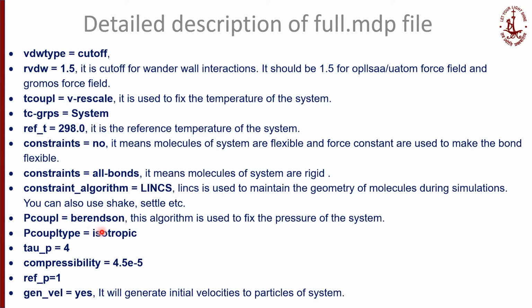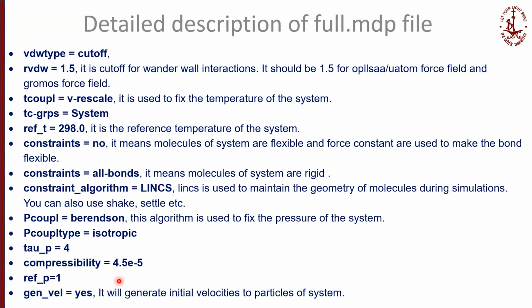Then it is pressure coupling, Berendsen. I have used Berendsen barostat to keep the pressure constant. What is pressure couple type? Isotropic. That is, in all the directions, the pressure has to be kept constant. Then tau P. Then is compressibility. Compressibility depends on system to system. So you have to check the compressibility for different systems, what it is you are getting, and then you have to change the value. Reference pressure is given as 1 atmosphere, 1 bar pressure.